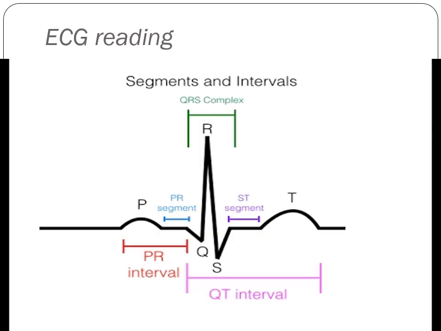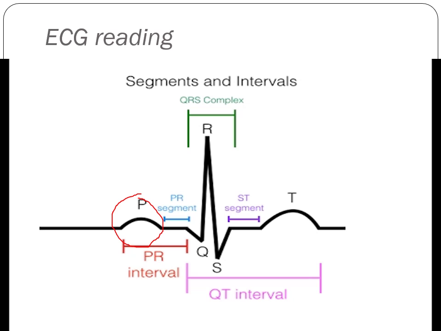This is what a typical ECG reading looks like. It's divided into different intervals and different segments, and we also have our different waves. Now let's go to them one by one. For P wave, this represents the depolarization of the atria. Depolarization is the increase in voltage. Atrial depolarization spreads from the SA node towards the AV node and from the right atrium to the left atrium.